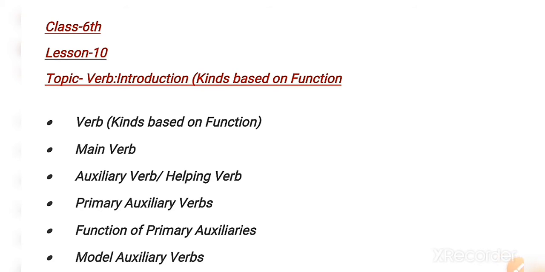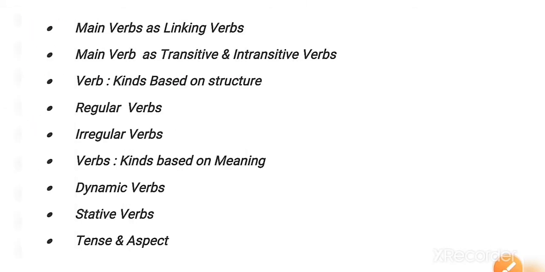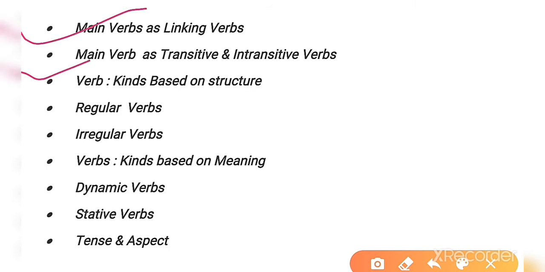Once again, we are in chapter number 10, that is verb introduction, kinds based on function. In the last class, we had already talked about verb kinds based on function. We talked on main verb, auxiliary verb, primary verb, and then after in today's class, we shall be completing on function of primary verb, modal auxiliary, main verb as linking verb, and then after main verb as transitive and intransitive verbs. Then verbs kind based on structure.